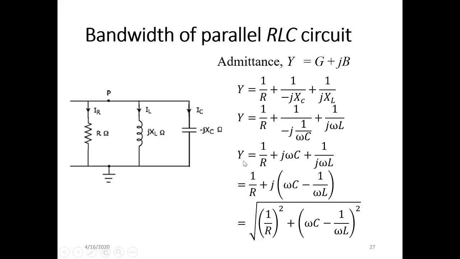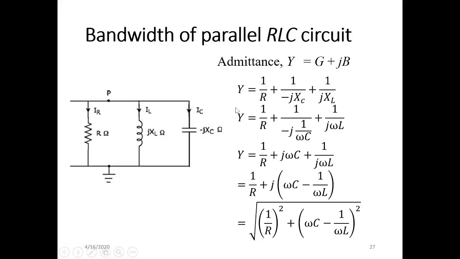For simplicity, I have taken R, L, C, all three connected in parallel. So all are having impedances R ohm, jXL, minus jXC. The currents are different for the parallel circuit, so IR, IL and IC. Now for this circuit I am going to find out the admittance. Through the admittance I am going to find out the bandwidth. So admittance Y is equal to G plus jB.